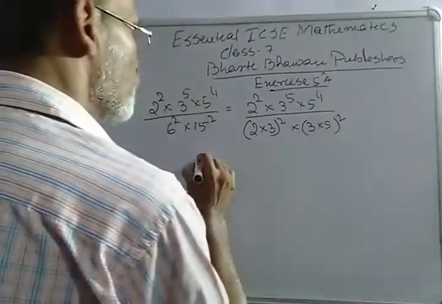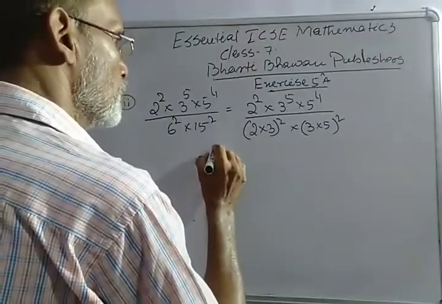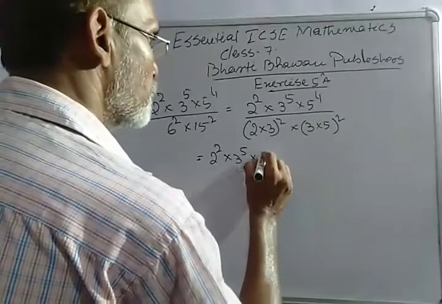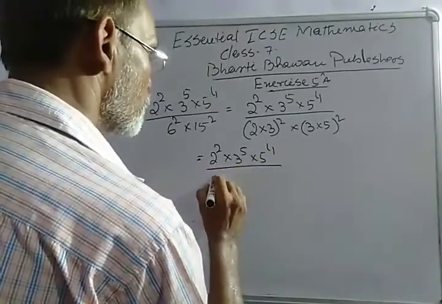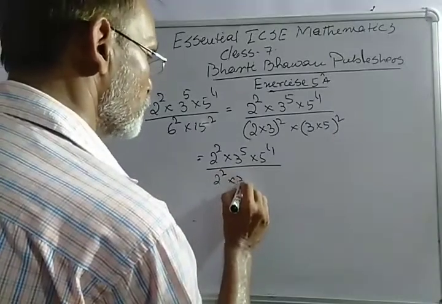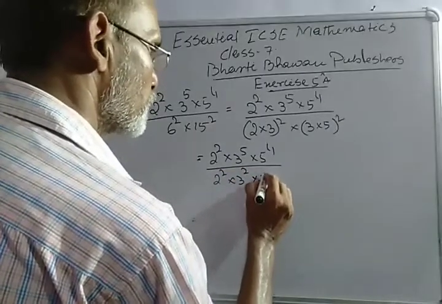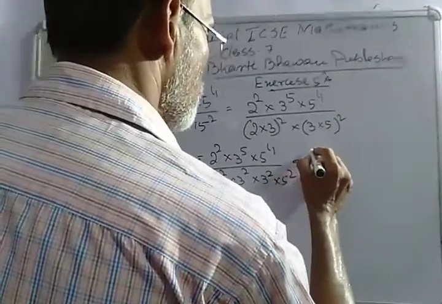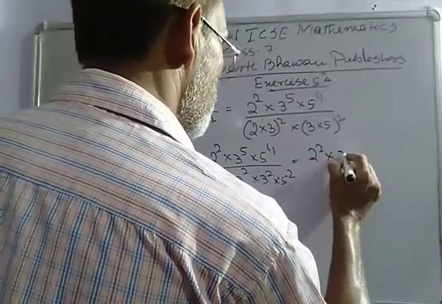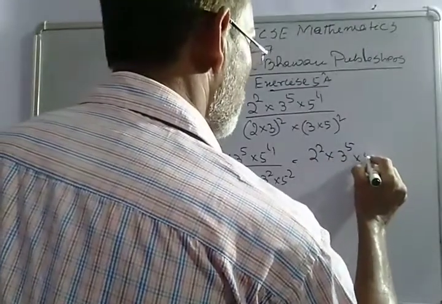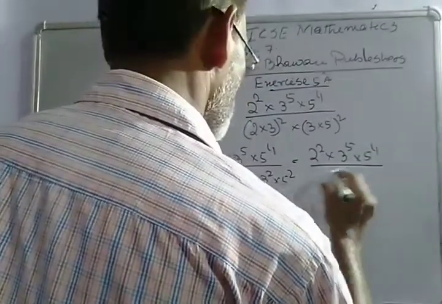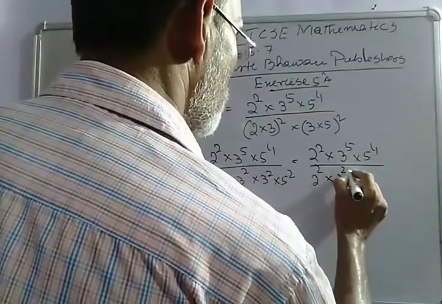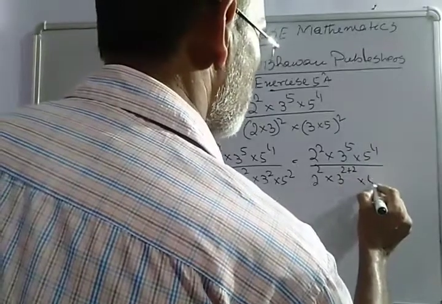So this is equal to 2 to the power 2 into 3 to the power 5 into 5 to the power 4 by 2 to the power 2 into 3 to the power 2 into 3 to the power 2 into 5 to the power 2. So this is equal to 2 to the power 2 into 3 to the power 5 into 5 to the power 4 by 2 to the power 2 into 3 to the power 2 plus 2 into 5 to the power 2.